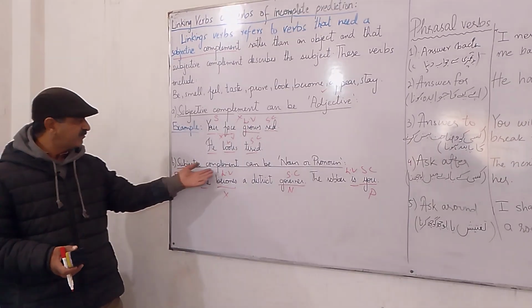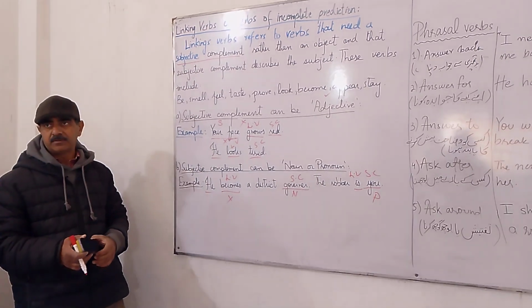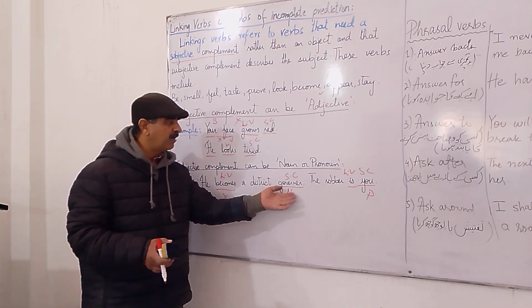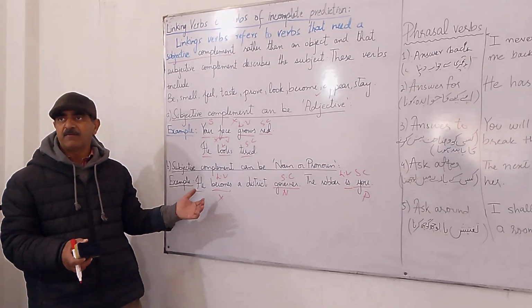Next one. Subjective complement can be a noun or pronoun. Example, he becomes a district governor. He becomes a district governor.